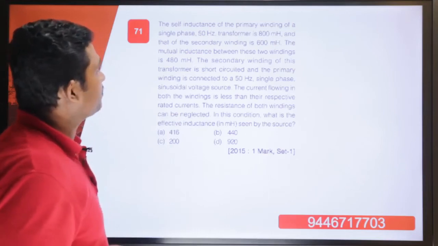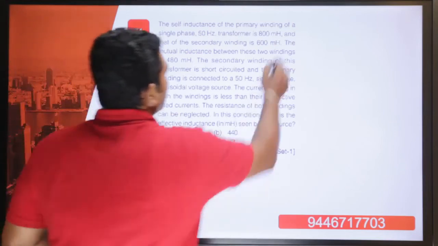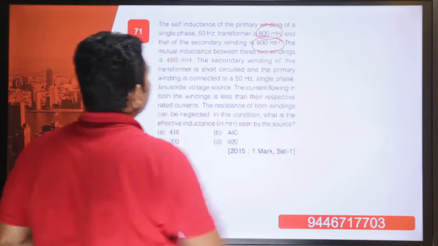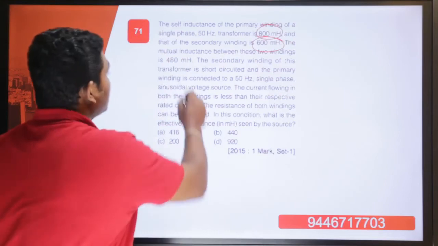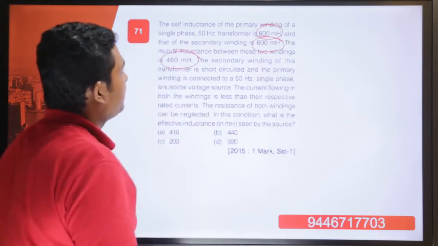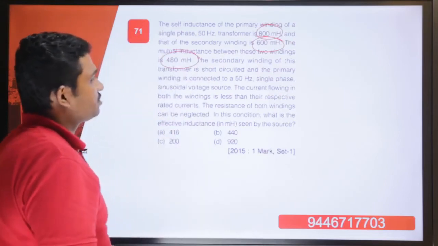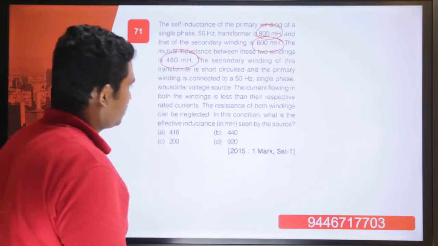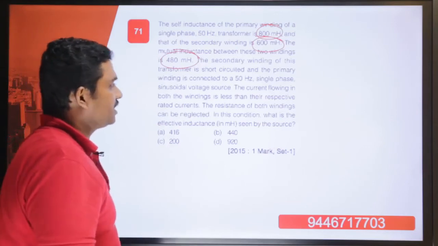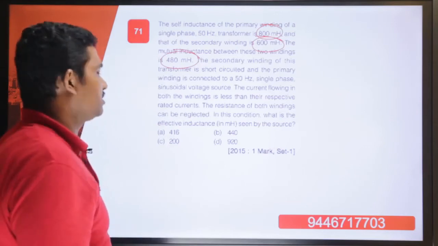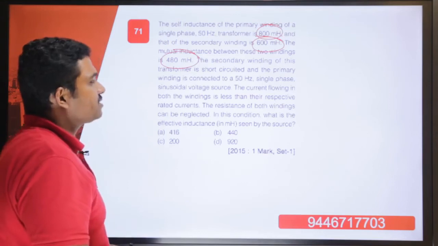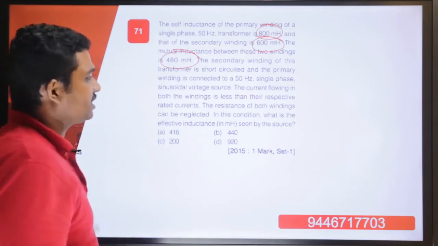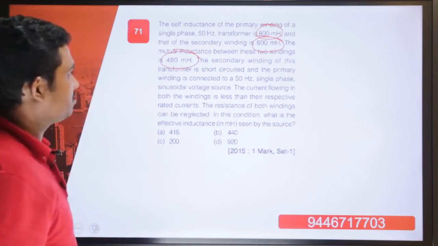The self-inductance of the primary winding of a single phase 50 Hz transformer is 800 millihenry, and that of the secondary winding is 600 millihenry. The mutual inductance between these two windings is 480 millihenry. The secondary winding of this transformer is short circuited, and the primary winding is connected to a 50 Hz single phase sinusoidal voltage source. The current flowing in both the windings is less than their respective rated currents. Obviously that will be so. The resistance of both windings can be neglected. In this condition, what is the effective inductance seen by the source? That is what is the question.